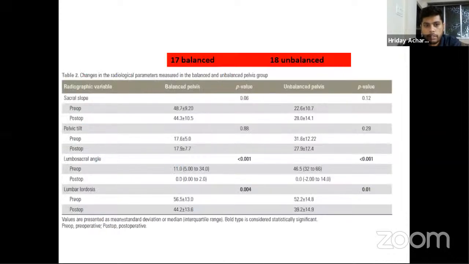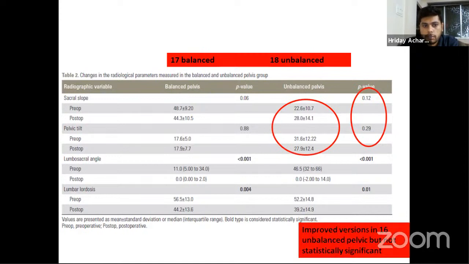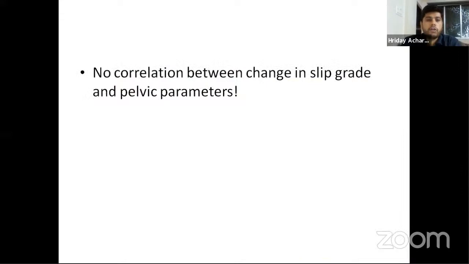Now, on dividing the patients, there were 17 patients with balanced pelvis and 18 with unbalanced pelvis. Here also, as we see, the lumbosacral angle and the lumbar lordosis are all significantly different. However, the sacral slope and the pelvic tilt did change in the unbalanced pelvis, but the change was not significant. So they said that there was some improvement in the version of the pelvis, however, that was not significant. And what we discussed previously as well during Abhay's talk, there is no correlation between the change in the slip grade. So how much to reduce was not significant to change pelvic parameters, but reduction per se was important.